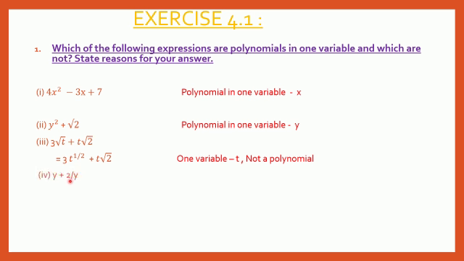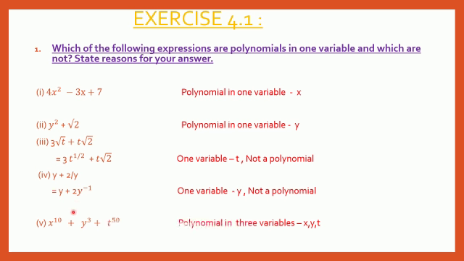Fourth question, y plus 2 by y. This expression can be written as y plus 2y to the power minus 1. Here we have one variable, that is y, but the exponent is not a whole number. So it has one variable y, but it is not a polynomial. Next question, x to the power 10 plus y to the power 3 plus t to the power 50. Here we have three variables, x, y and t, and the powers are all whole numbers. So it is a polynomial in three variables.